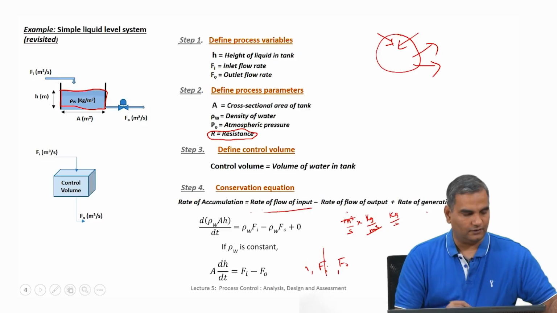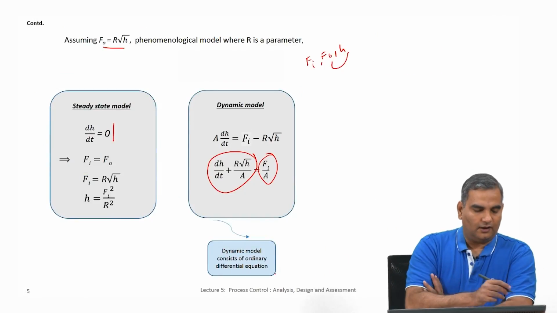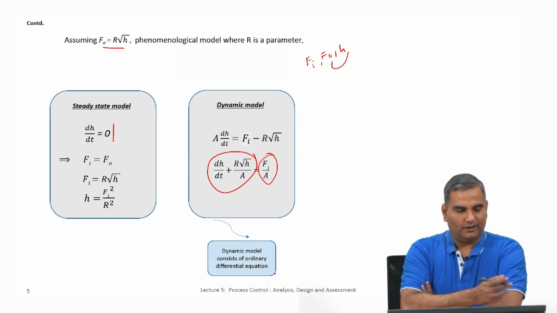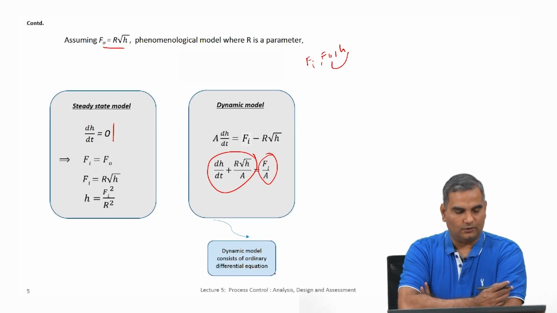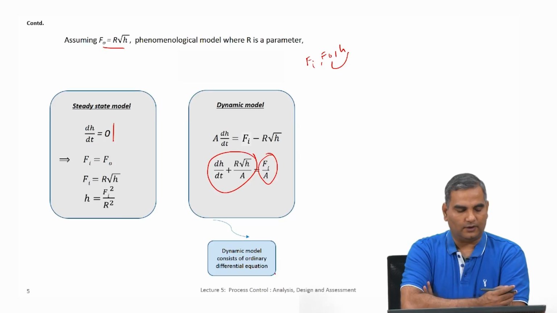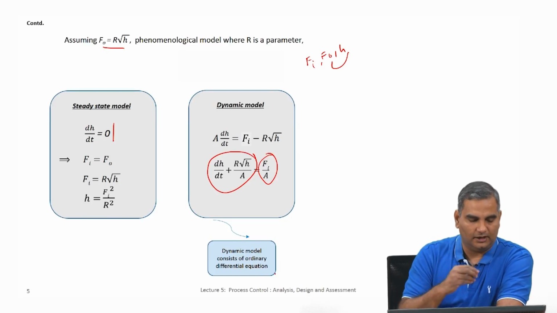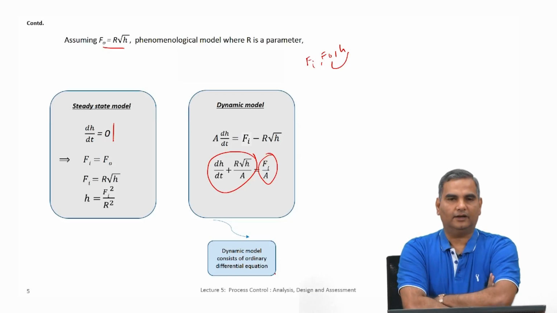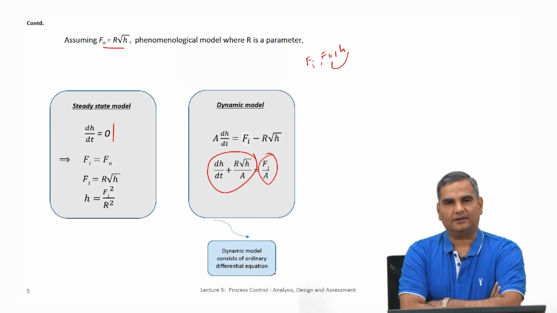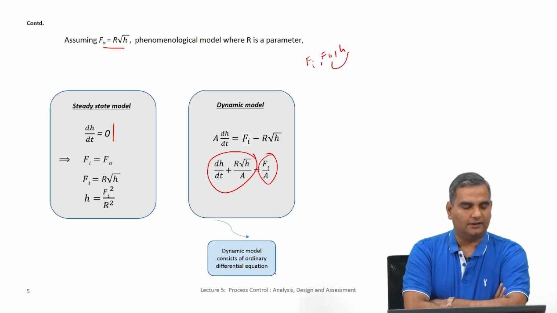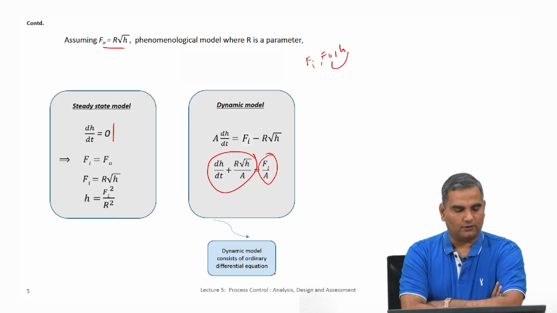If this is 0, Fi is F0, and you know F0 is R root h, right. So, if you replace F0 by Fi, you will have Fi is R root h. So, h is equal to Fi squared by R squared. So, basically this is a steady state model which says if you change the inlet flow rate to a new value Fi, after the dynamics settle down, things change and dh/dt is not varying anymore, then the height will settle down at Fi squared by R squared is what this basically says.